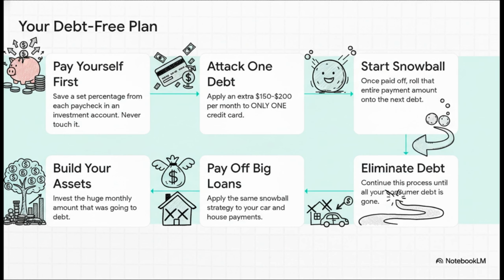Step 4, keep that momentum going. You continue this process, and that snowball gets bigger and bigger until all your consumer debt is just gone. Step 5, now you go after the big guys. Apply that same massive monthly payment to your car loan and then your house. And finally, step 6, build your column. Once you're free, take that huge monthly amount that you were sending to other people and start investing it. You are now, finally, building your asset column, not someone else's.